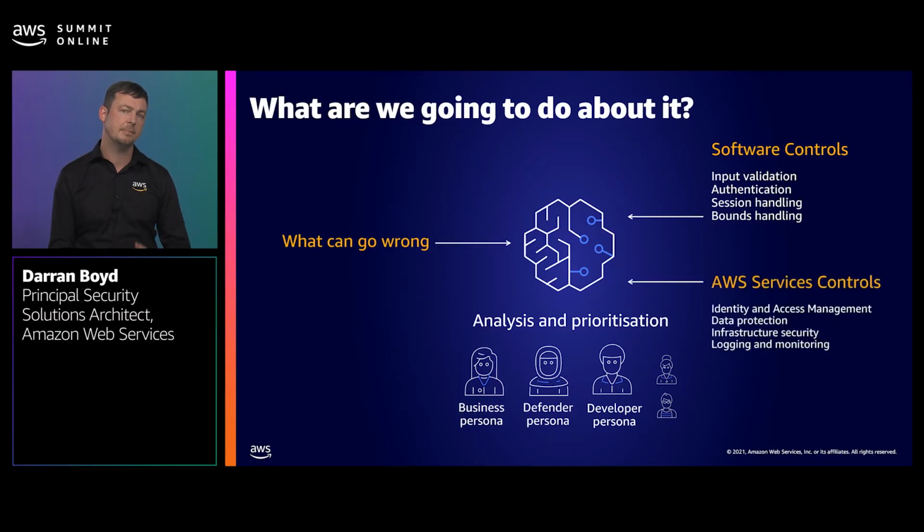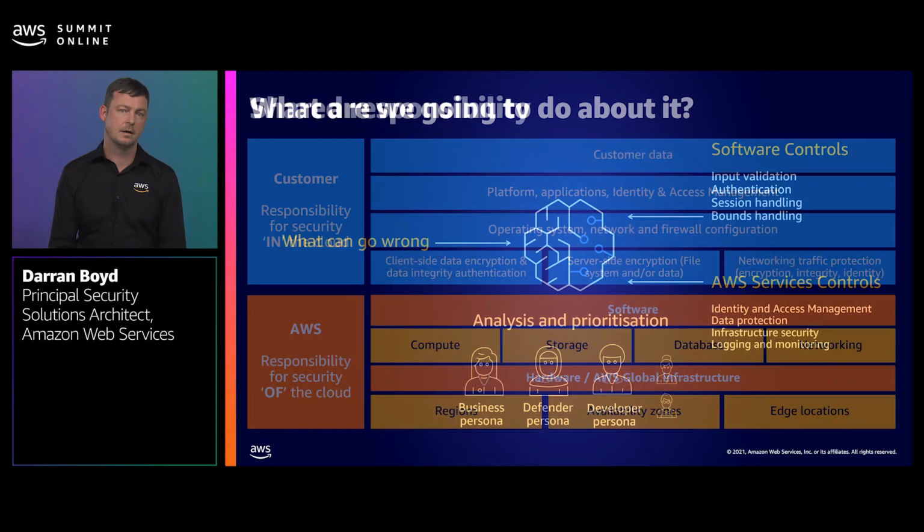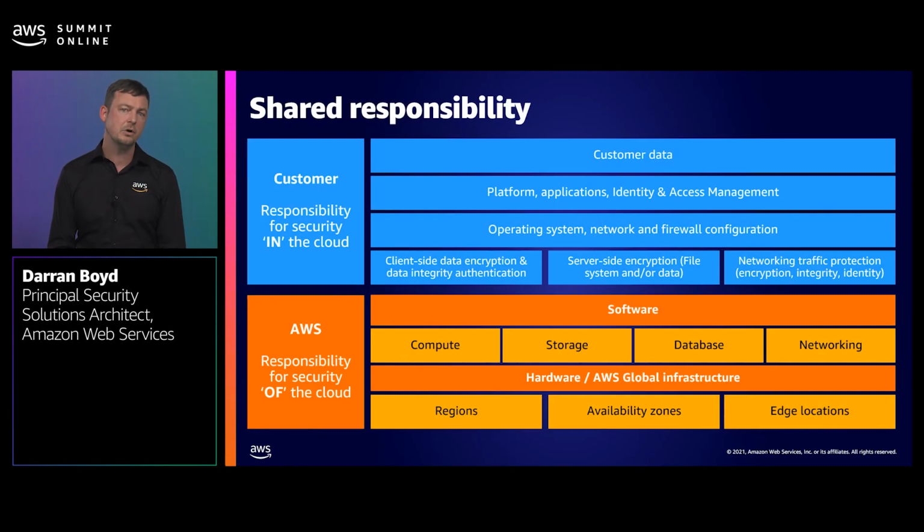For where you're using AWS services, you can consider using additional security controls provided by the AWS service. These are along areas such as data protection and logging and monitoring. Before we go deeper on that, it's important to understand that when we ask, what are we going to do about it, we should also be asking ourselves, who is responsible for doing something about it? With AWS, security and compliance is a shared responsibility between AWS and you as our customers.